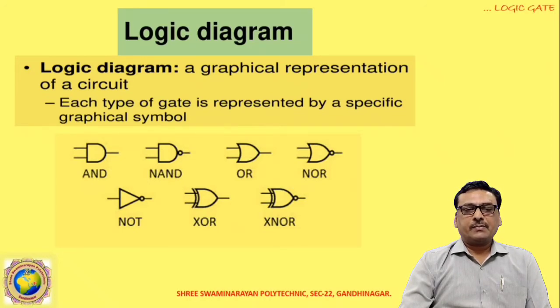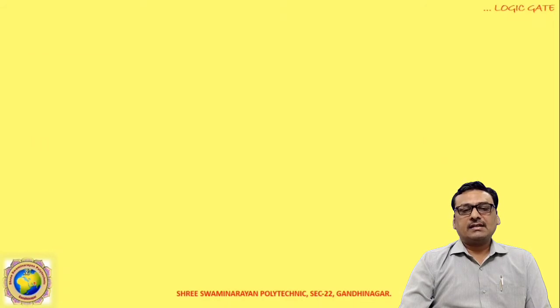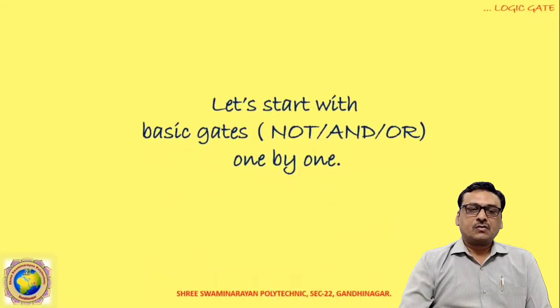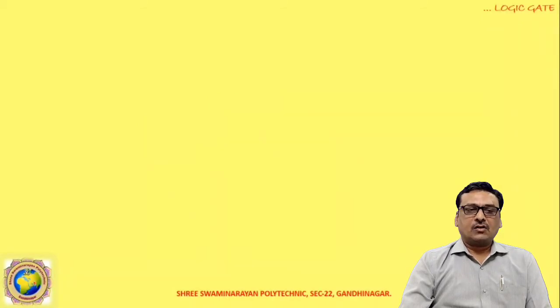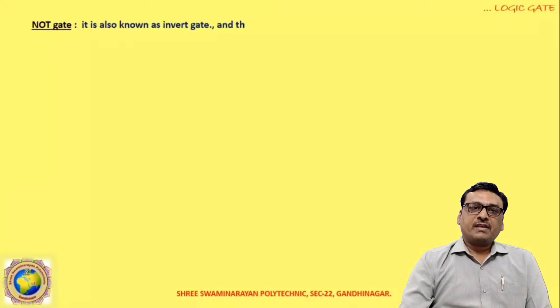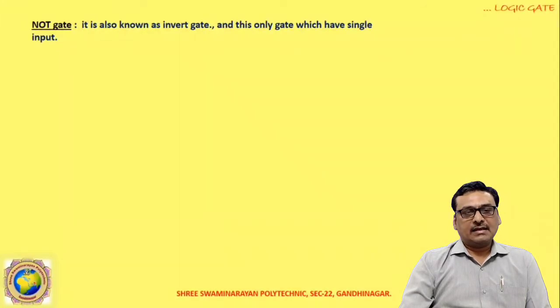So let's start with the basic gates NOT, AND and OR one by one. In this lecture we only discuss the basic gates. Let's start with the NOT gate. The NOT gate is also known as the inverter gate, and it is the only gate having a single input. The symbol has input A and output A bar. Its Boolean expression is Y equals A bar, or A dash.